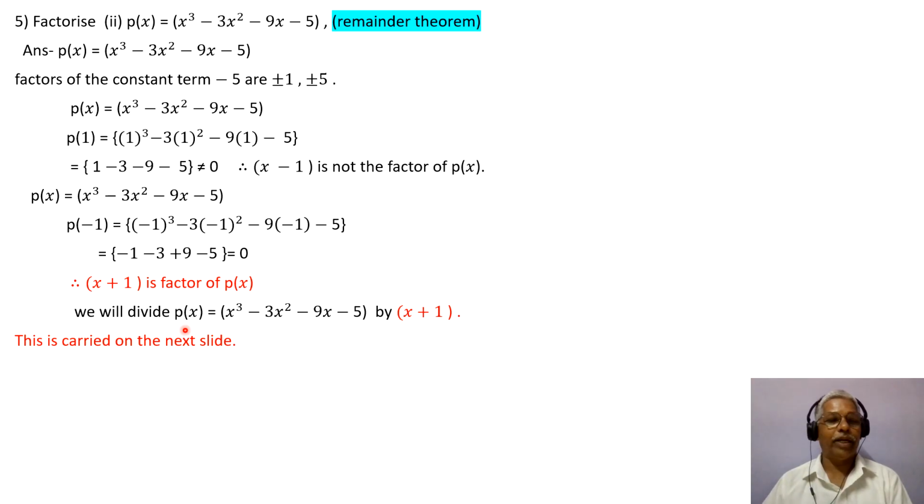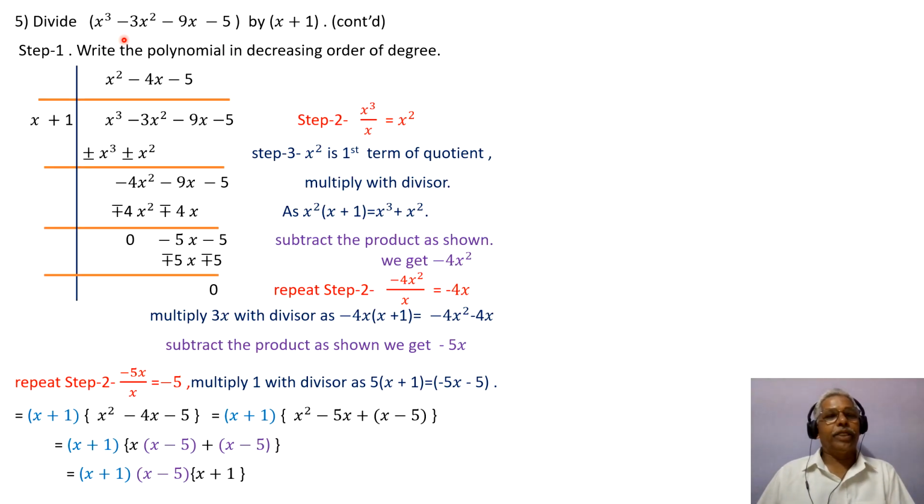Okay, so we divide P(x), that is this, by x plus 1, and this is carried on the next slide. Okay, so the division continues. We have to divide this by x plus 1. So writing it like this, we are familiar with this. We have seen it in some other video also. You can refer to that also. So writing the whole thing. The first step is to write the polynomial in decreasing order of degree. It is already there, so I have written it. Okay, and x plus 1 here. Then we know the second step. Okay, so x cube upon x is x square.